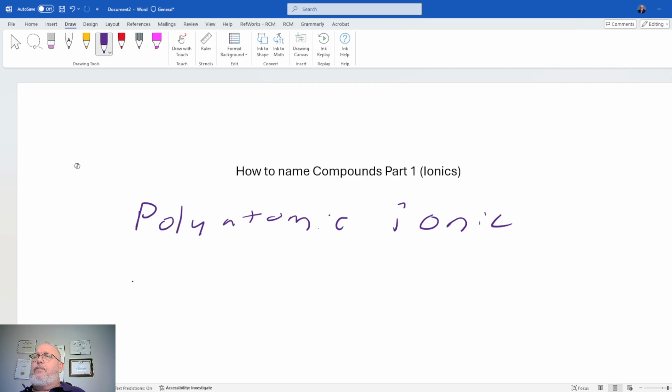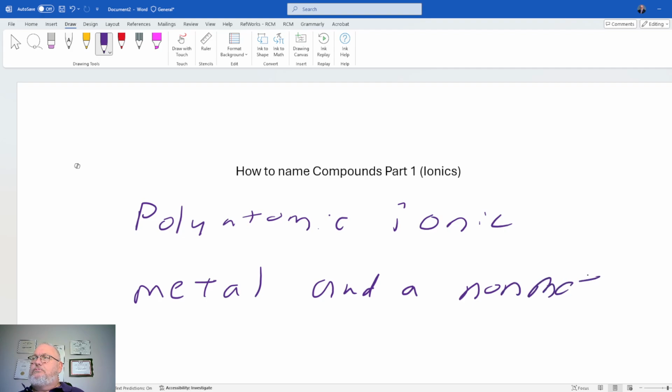Or you can look at the formula and figure it out. And if the compound contains a metal and a nonmetal, like sodium, calcium, something on the left, group 1 and 2 or one of the transition metals. Nonmetals are on the right, 15, 16, 17. Okay, so we're going to look at some of those.